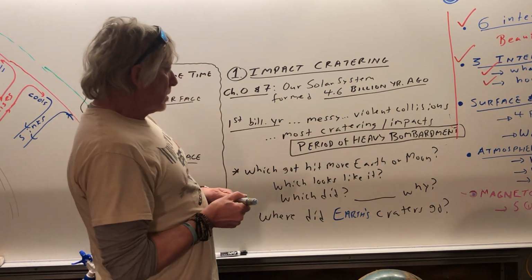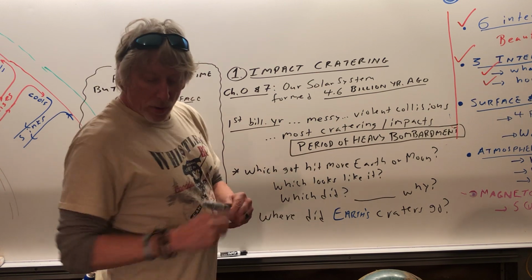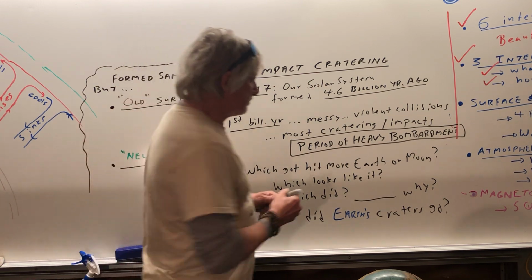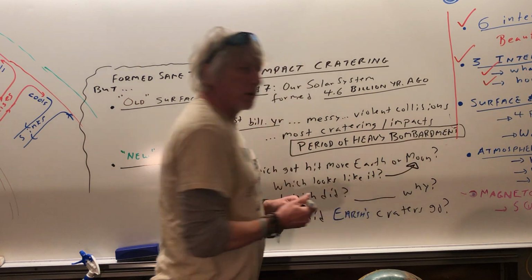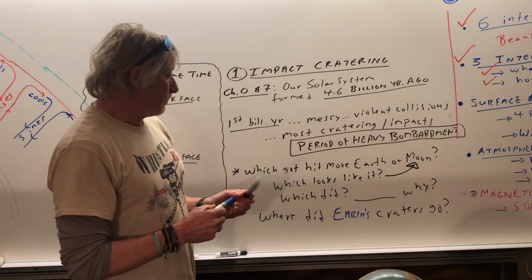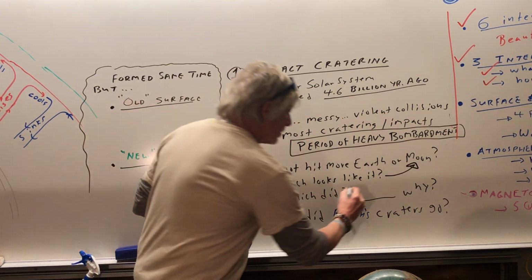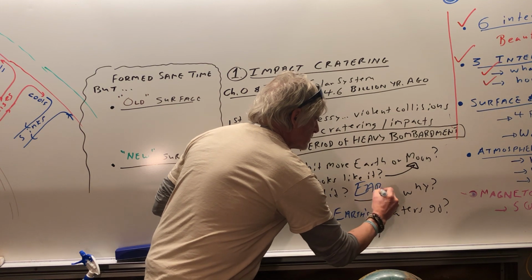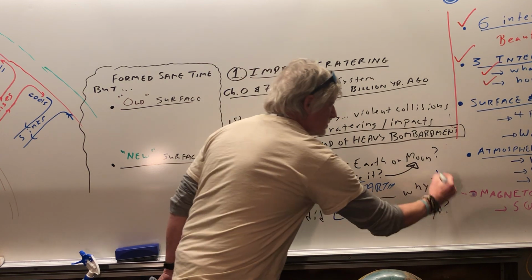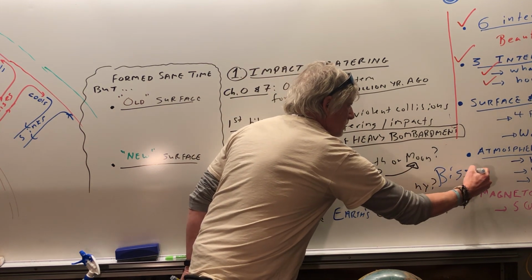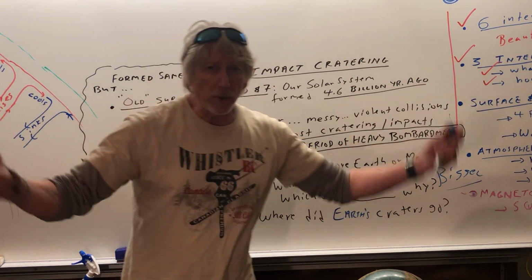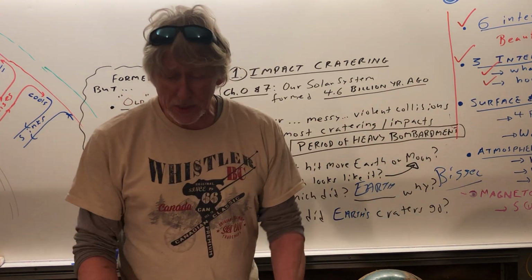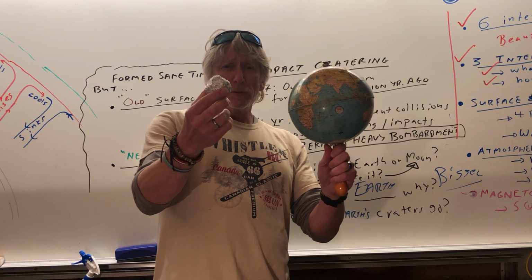Right? So which looked like it got hit more? Well, you can bet Moon did. All you gotta do is take a look. Binoculars out. Which did? Earth. Why? It's a bigger target. Simple. Stuff flying around. Who's going to get hit more? Okay.